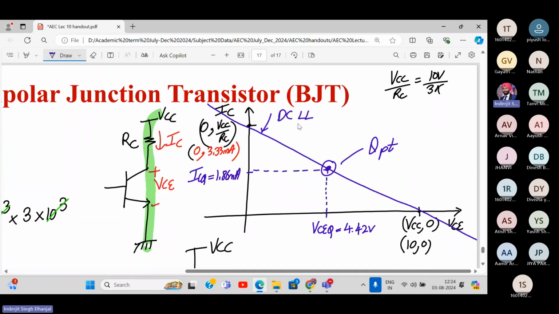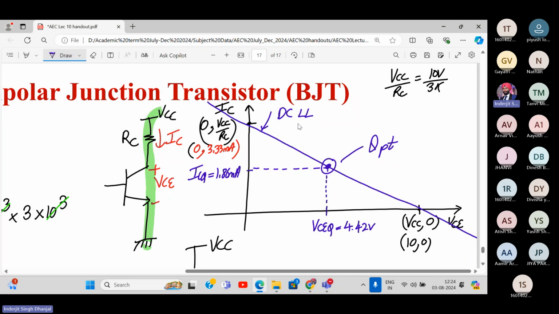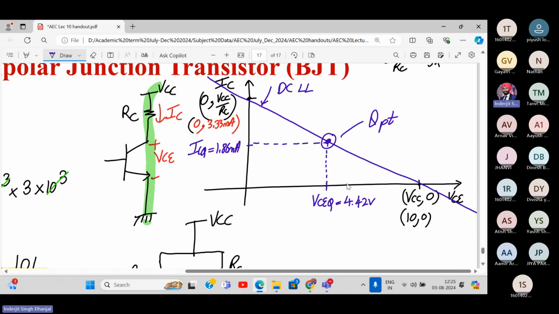This is how we plot the actual Q point for a circuit with numbers. Understood the gist of it? The IC value is in milliamperes. So this is 0, 3.33. It makes sense. It's a higher value. This will be lower than that, 1.86. This is 0 to 10. So it's coming almost midway. So this all makes sense. The values are all fine. So this is how we solve a numerical on DC biasing circuits. So that is where we end over here.